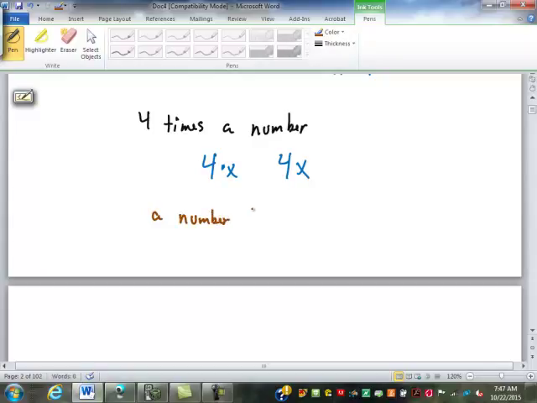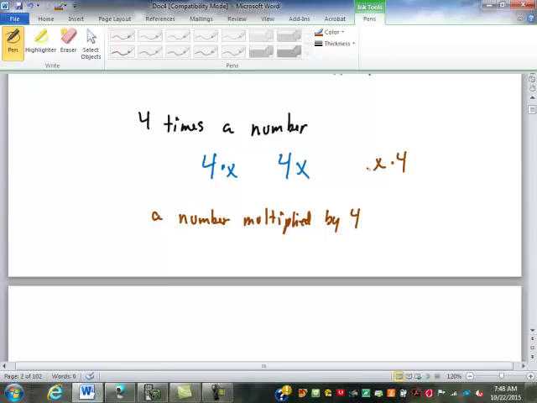Or a number multiplied by x. A number multiplied by 4. Now, would it matter if I said 4 times x or x times 4? No, because multiplication, just like addition, is commutative. We can change the order. It doesn't matter. So a number multiplied by 4, or 4 multiplied by a number, would be the same thing.